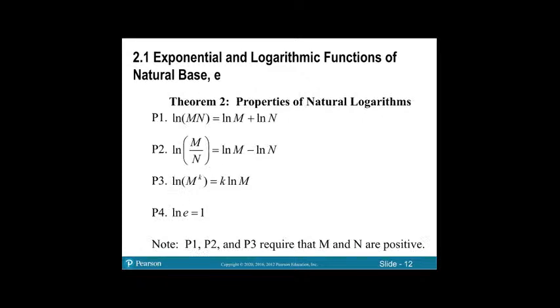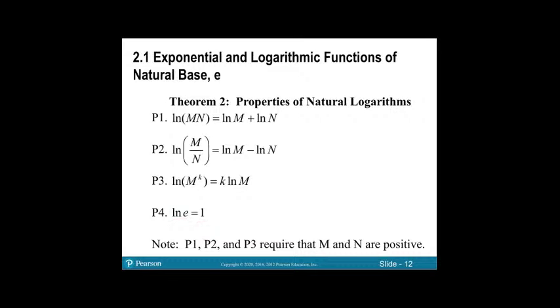So we have some properties of natural logs. The log of the product is the sum of the logs. The log of the quotient is the difference of the logs. The log of the power is the power times the log. The log of e is 1.